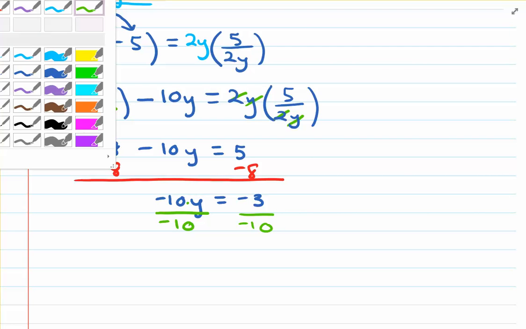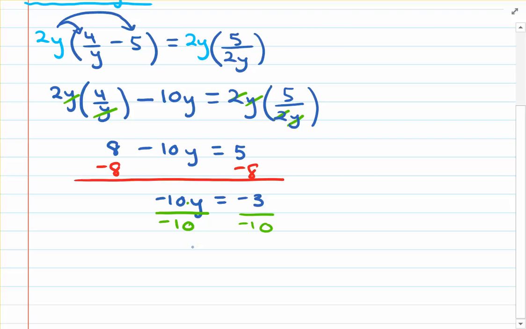So on the left, what we'll have is the variable y isolated. And on the right-hand side, we have a negative 3 divided by a negative 10. So of course, a negative divided by a negative is a positive. So for that reason, I'm going to write the final answer as y equals 3/10.